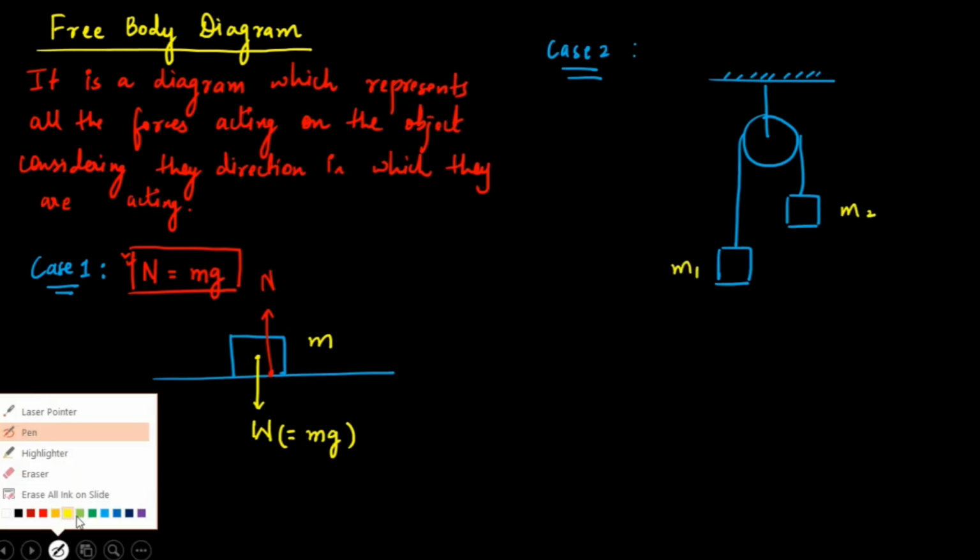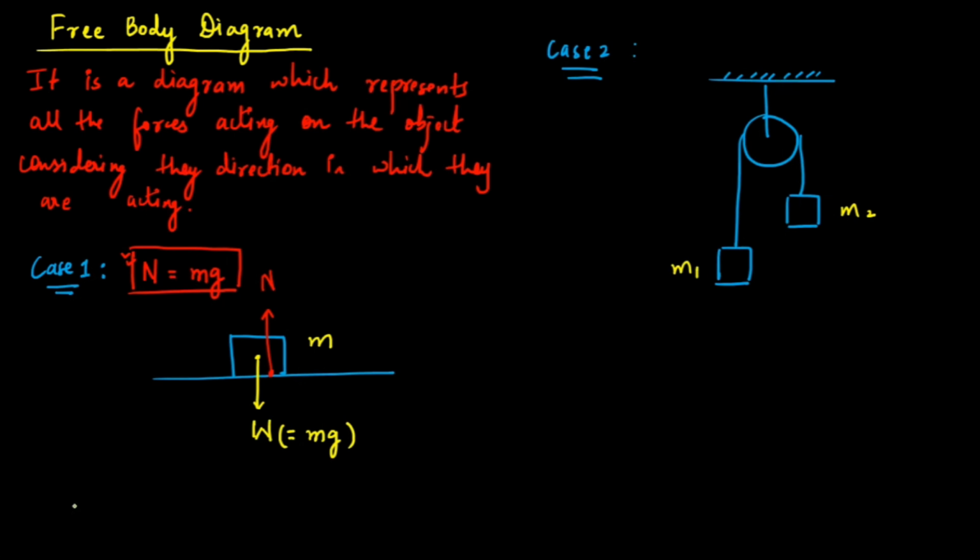So here, always remember whenever there is any question from this particular topic, you just have to mark first mg, that is weight, then you have to mark normal, which is always against the surface. If there is no surface, if the object is in air, then no such force will act. So here mg is going to act downward, so you can write m1g here as well as m2g here.